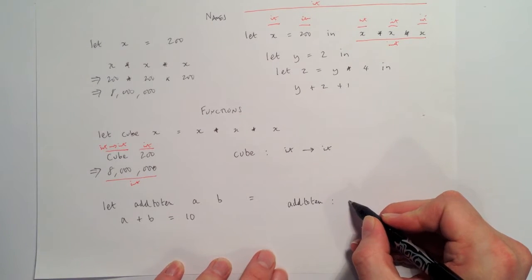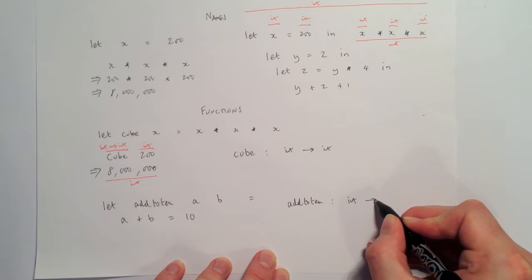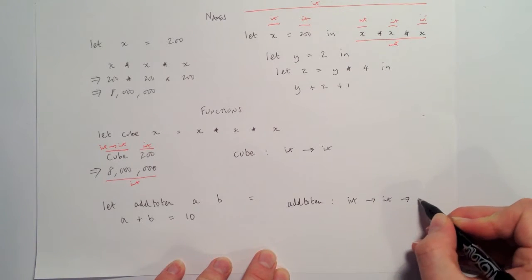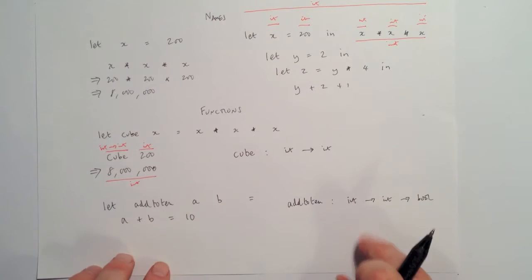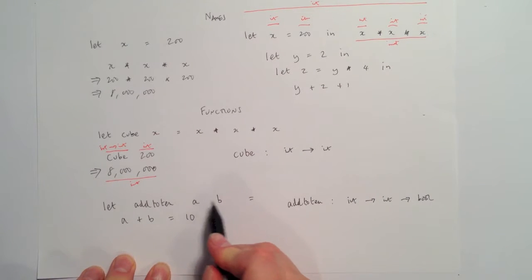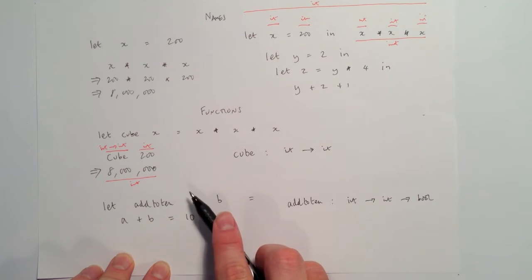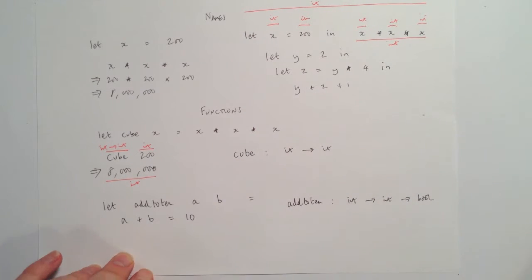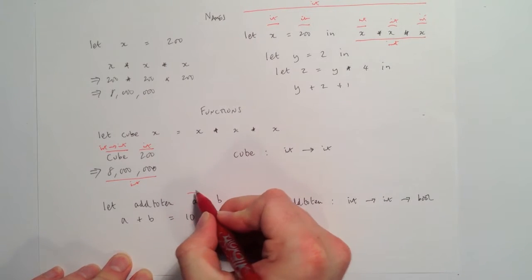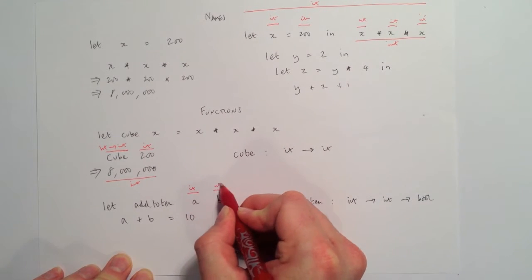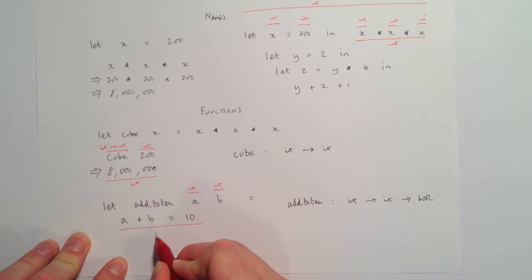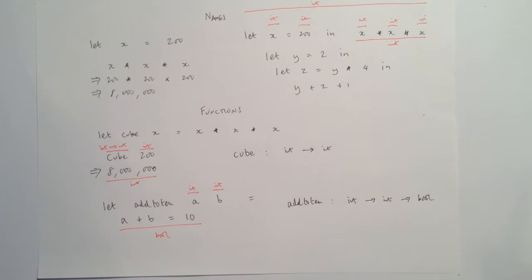So in this case, this has type int goes to int goes to bool. So we have more than one arrow here because we have more than one parameter. So int, int, bool. We can write those there. Int, int, and bool. And you can have 3 or 4 or 5 parameters depending how complicated your function is.